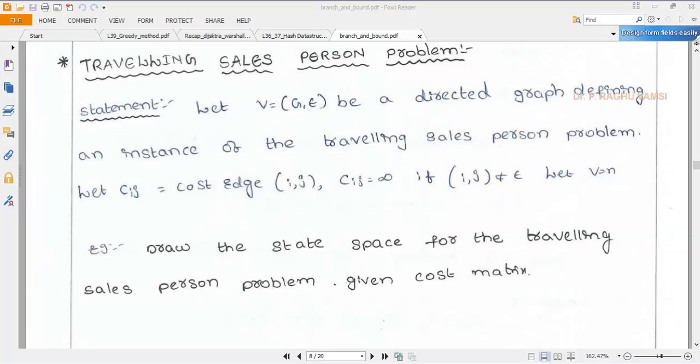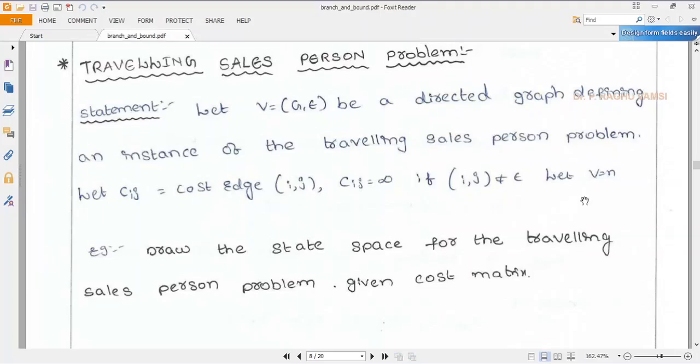Let G = (V, E) be a directed graph defining an instance of the traveling salesperson problem. Let Cij be the cost of edge (i, j), and Cij is equal to infinity if (i, j) does not belong to E. That means if there is no path between i and j. Let |V| = n. Draw the state space for the traveling salesperson problem given the cost matrix.